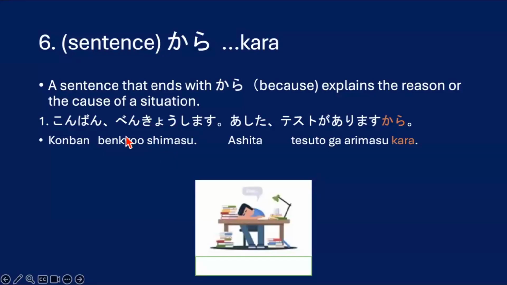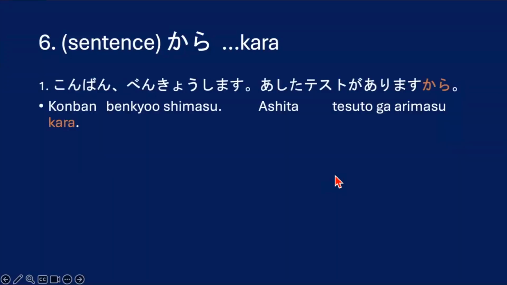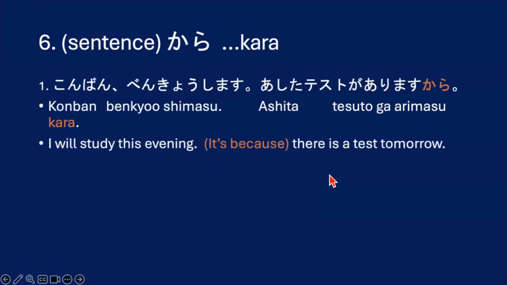So, 今晩勉強します. Okay. Tonight, I will study. So you want to know why, and I will tell you. 明日テストがありますから. So this 明日テストがあります is a reason for my studying tonight. And how do I know that? Because there's kara here. Kara indicates the previous sentence is a reason. 明日テストがありますから. Right? And so this was 今晩勉強します. 明日テストがありますから. Yes, you better.